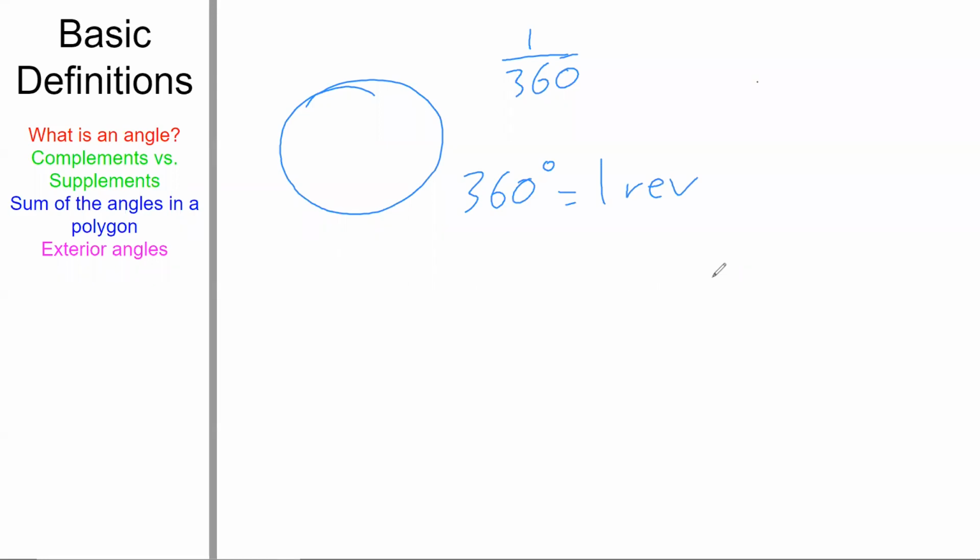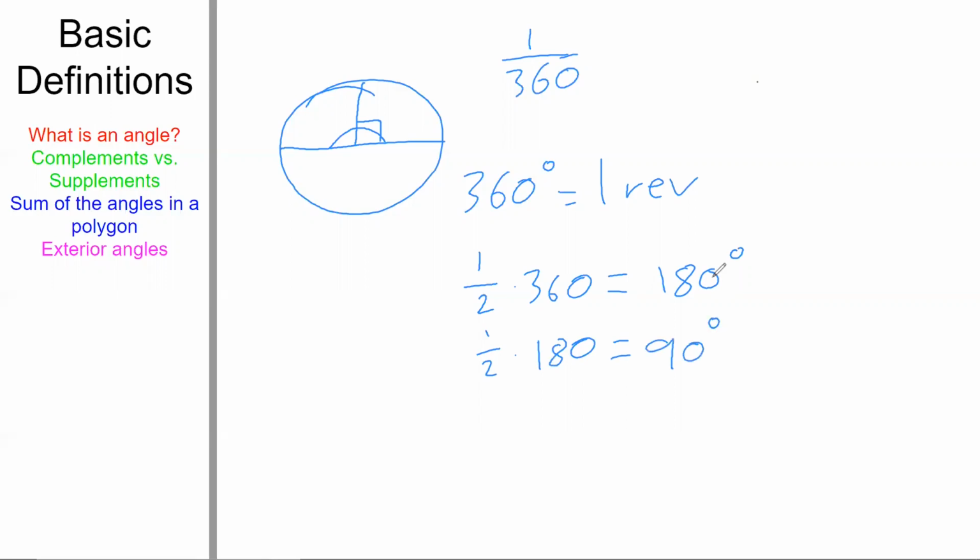And then you can cut that revolution into fractions. So let's say if you wanted just half the circle, this angle here would be half of 360, which is 180 degrees. And if you cut that in half again, this angle here is 90. And typically when you're talking about 90-degree angles, you can always label them with a little square, like I did right there. So that would be 1/2 of 180 degrees is 90 degrees. So that's what an angle is.